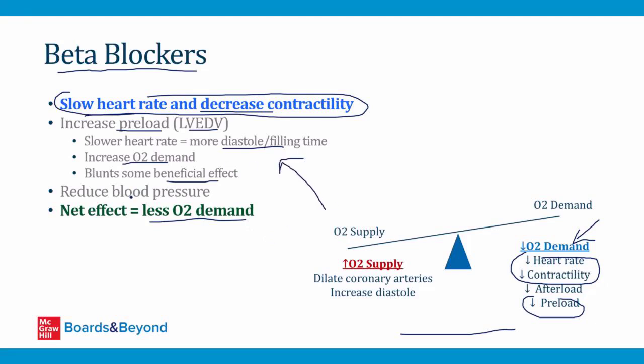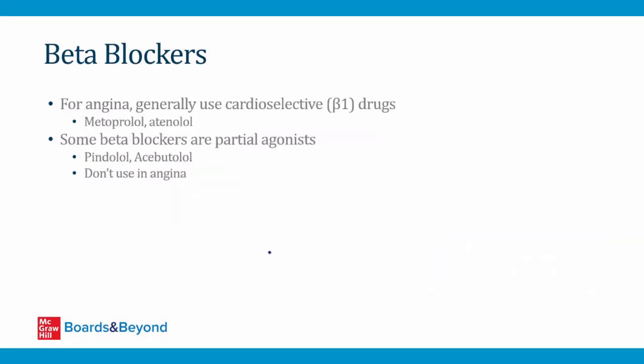And then finally, you should be aware that beta blockers are also hypertension drugs, and that's because they reduce blood pressure by lowering the cardiac output. For angina, usually cardioselective beta-1 blocking drugs are used. These are medications like metoprolol and atenolol.